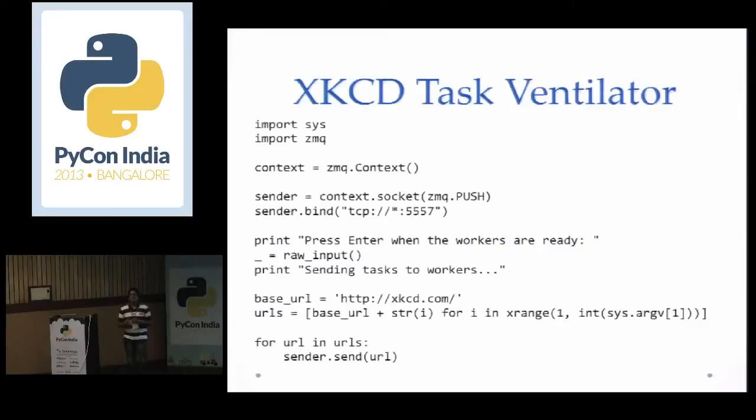This is required because if I don't have this raw input statement, it will just send all the URLs to the workers, and even though no workers are started at the beginning, the moment I start the first worker, it will get all the URLs, and you wouldn't be doing any distributed processing. So first I wait for the user to confirm that all the workers are available, and then I send the URLs. The URL is very simple, xkcd.com/1/2/3. I take the command line arguments for that, and I'm going to process the first 10 comics.